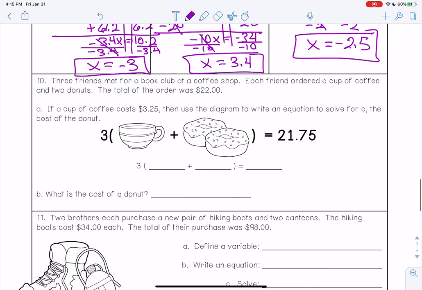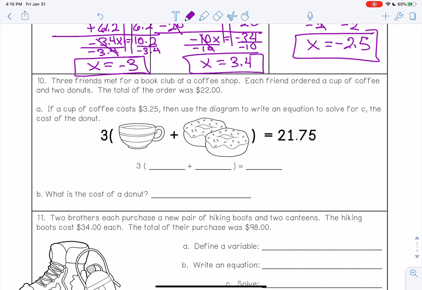All right, moving on to number 10. Number 10 says, 3 friends met for a book club at a coffee shop. Each friend ordered a cup of coffee and 2 donuts. The total of the order was $22. A, if a cup of coffee costs $3.25, then use the diagram to write an equation to solve for C, the cost of the donut.